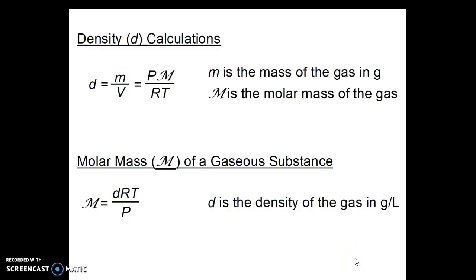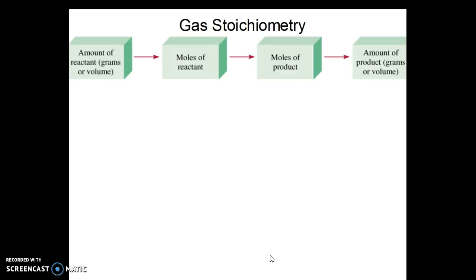Density calculations. We know that the mass of the gas in grams and the molar mass is related to the density by the equations you see here. The molar mass of a gaseous substance, then, if you have the density and the temperature and pressure, you simply multiply density by the gas constant and the absolute temperature and then divide by the pressure, and that gives you the molar mass. This is an equation that many people have memorized.